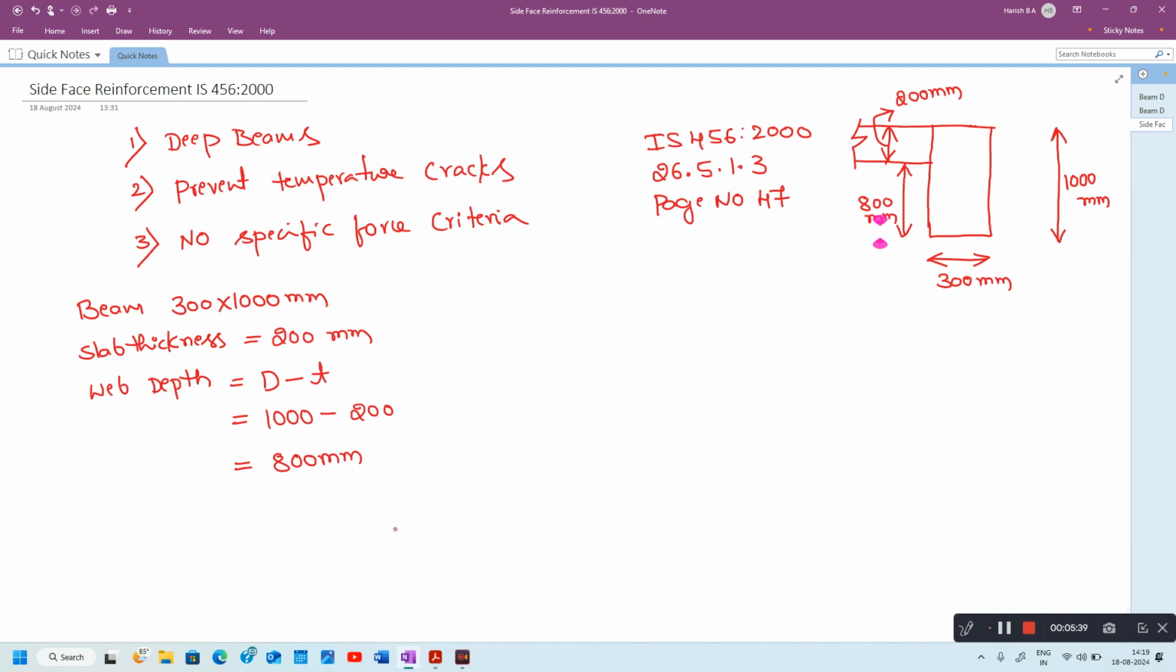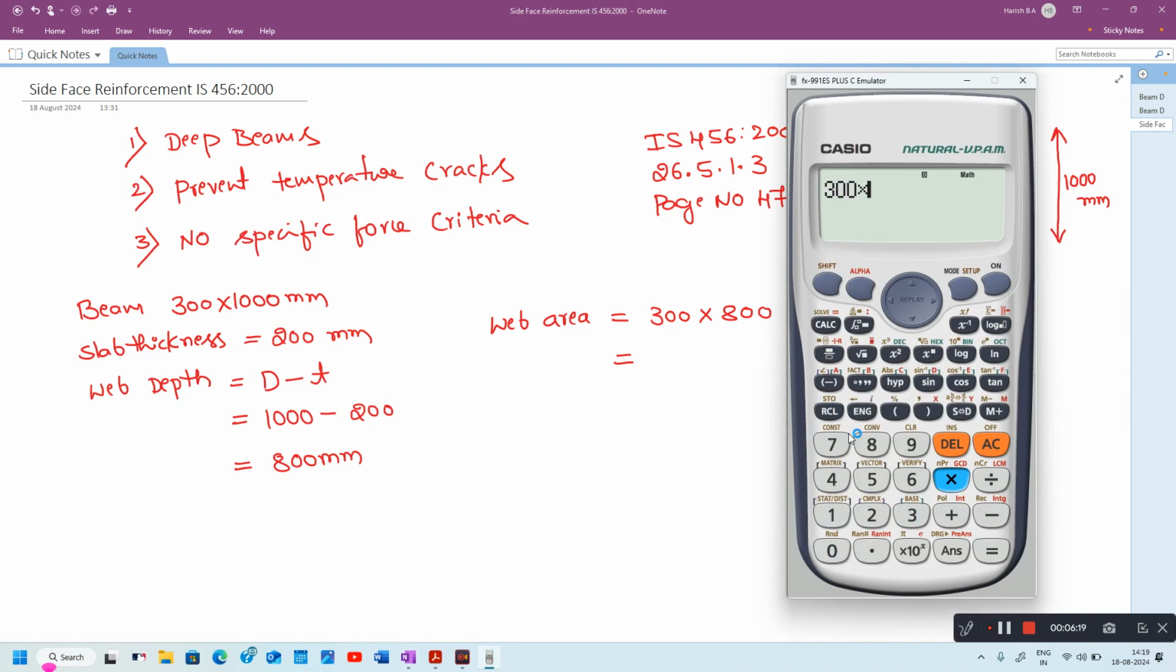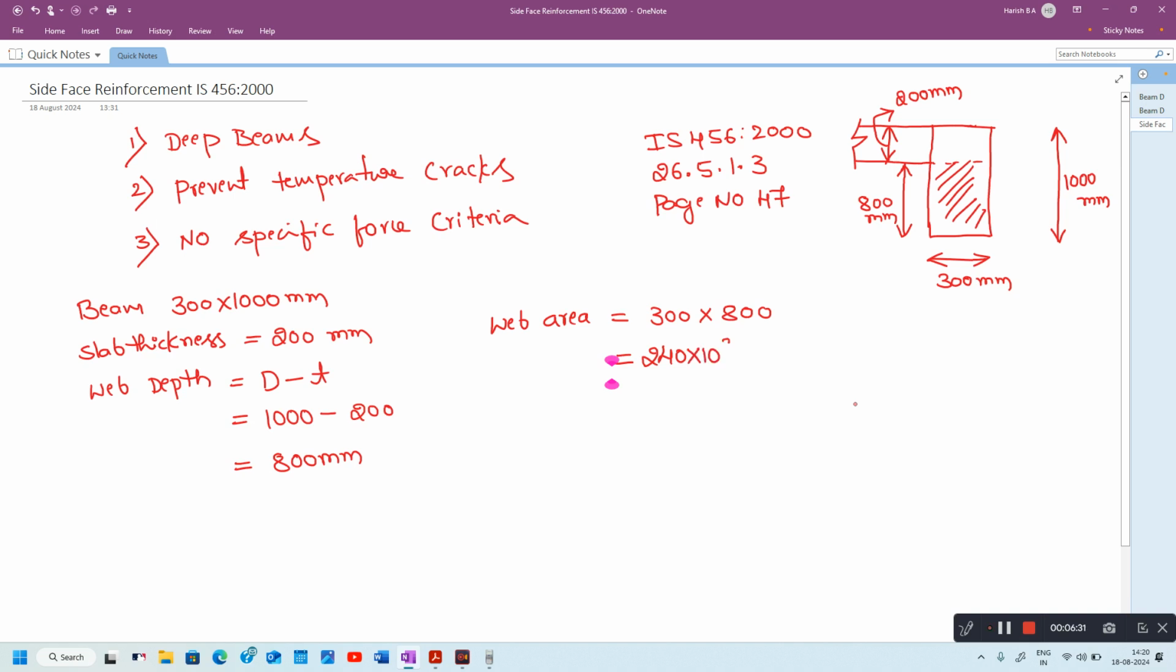Now let me calculate the web area. Web area means this part. So width 300 multiplied by depth of the web. Here some people will consider overall depth, but we need to consider depth of the web. So let me check, 300 multiplied by 800. It will be 240 into 10 power 3, in mm square. So this is my web area.